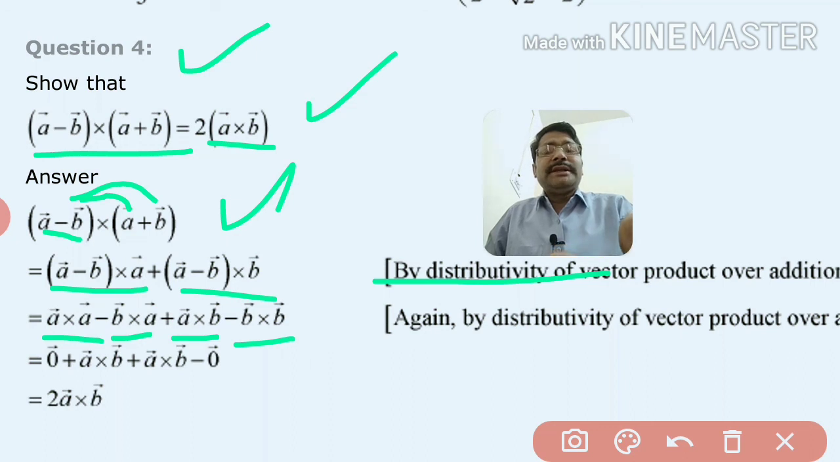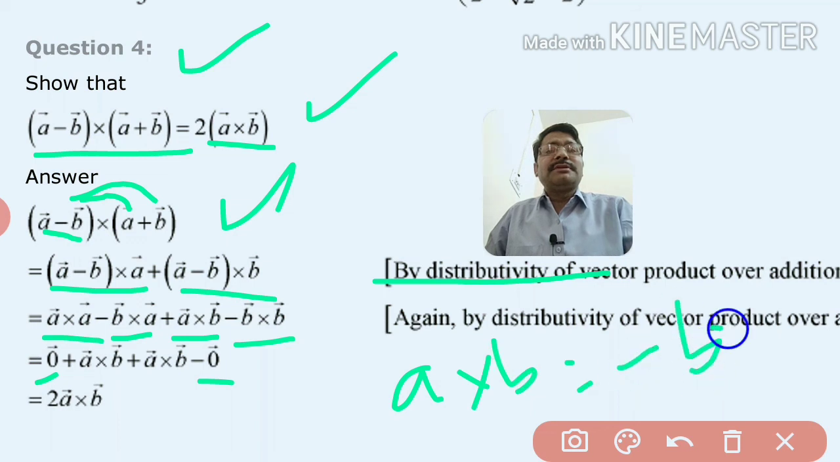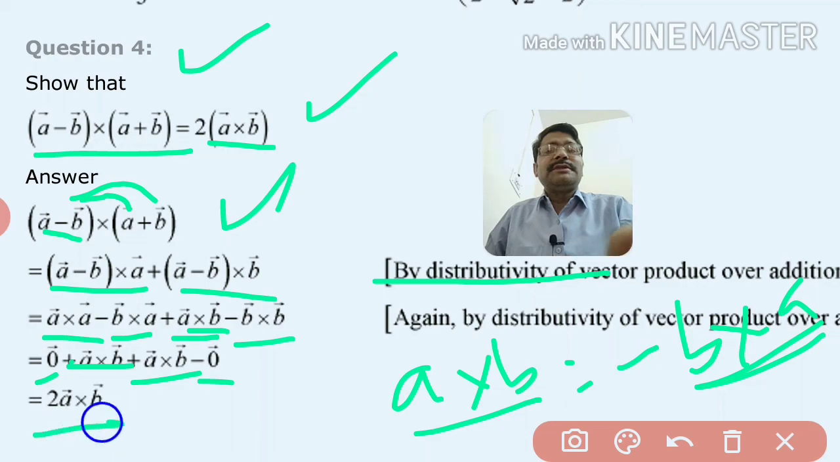Now A cross A equal to 0 and B cross B also 0, so you can put the value. Now we know that A cross B equal to minus B cross A. So in place of minus B cross A you can write A cross B. So in the solution you get A cross B two times, so we get 2 A cross B, that is the right hand side.